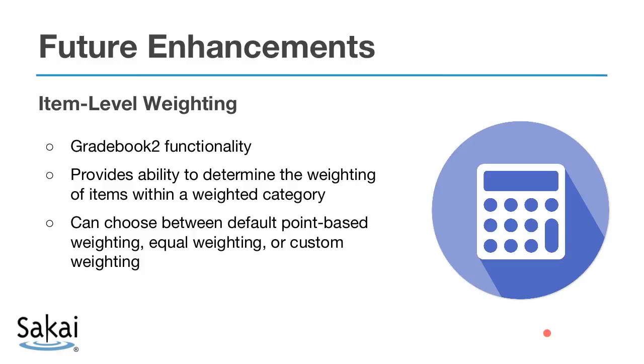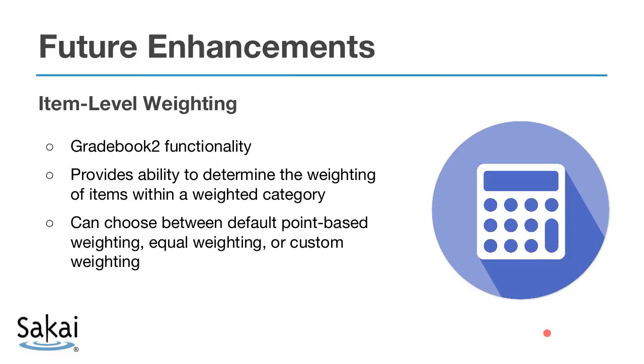Gradebook 2, however, provides some additional options. You can, for example, choose to have all items in a category weighted equally, regardless of their individual point totals. So you can have an item worth 50 points and one being worth 100, and they'd still get weighted the same within that category. You can also choose to assign custom weighting for the items in the category, again, separate from those total points.